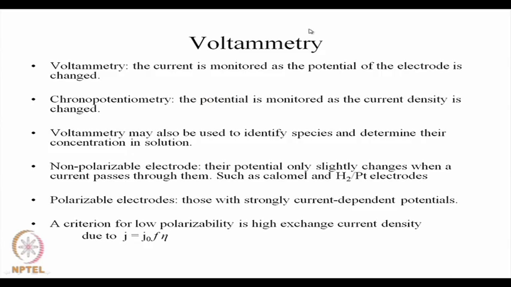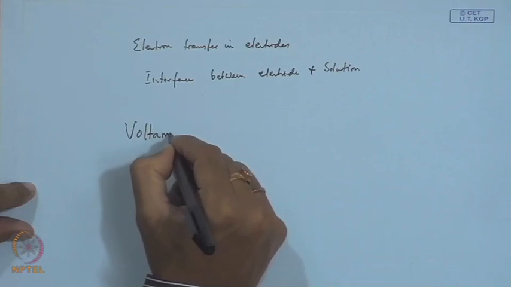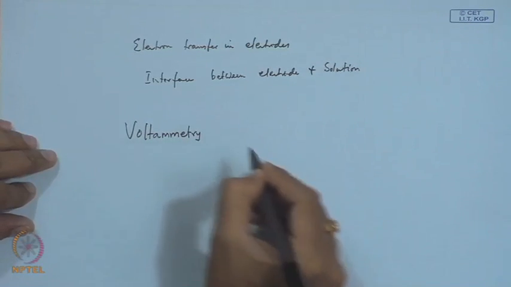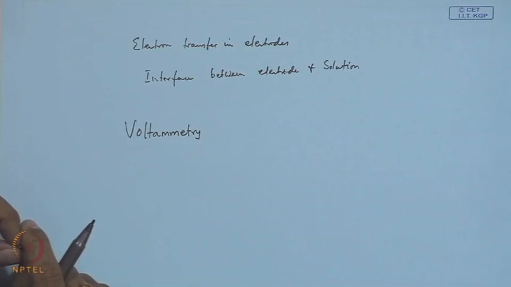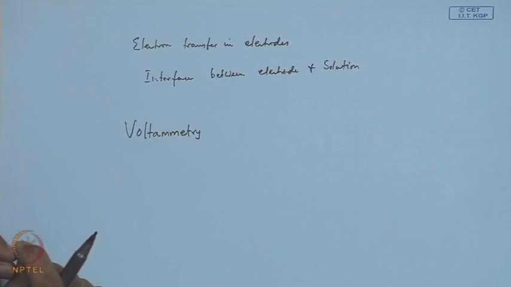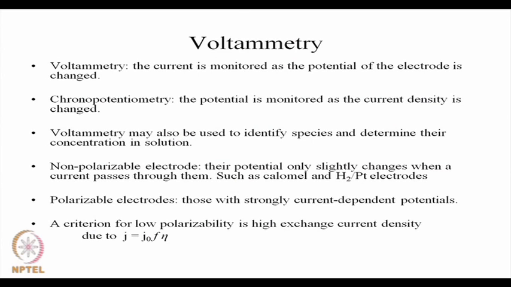So, today we will start with another very important topic in connection with kinetics at electrodes. It is voltammetry. In this case, current is monitored as the potential of the electrode is changed. Chronopotentiometry, in contrast, is where potential is monitored as the current density is altered.